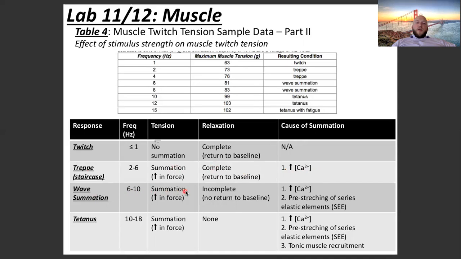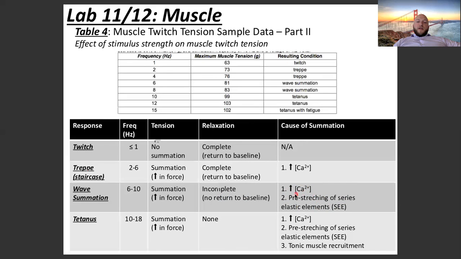Once we get up to 6 to 10 hertz, we're going to start seeing something called wave summation. We're going to continue to see an increase in the amount of force, and we're not going to see a complete return to baseline. So the amount of force generated is never going to return to 0. It will always be above 0 during wave summation. This is going to be due to a continuing increased amount of calcium in the cytoplasm. So even less calcium is getting transported back into the sarcoplasmic reticulum between shocks. The calcium is going to stay in the cytoplasm and continue to allow actin and myosin to interact and form cross bridges and produce force.